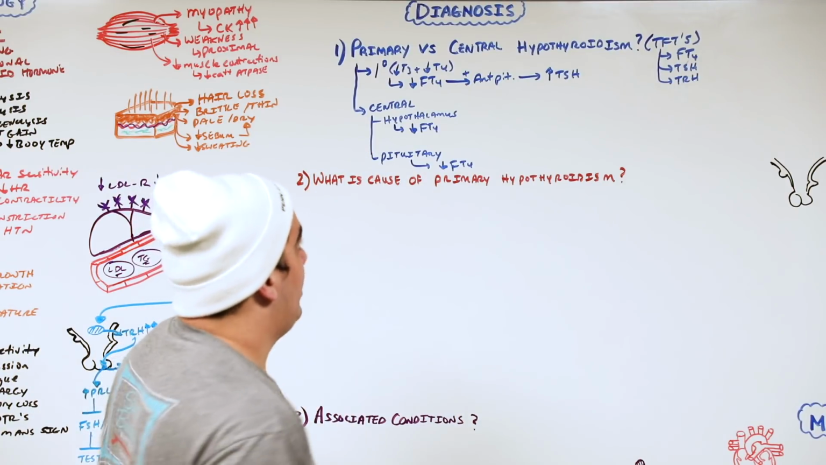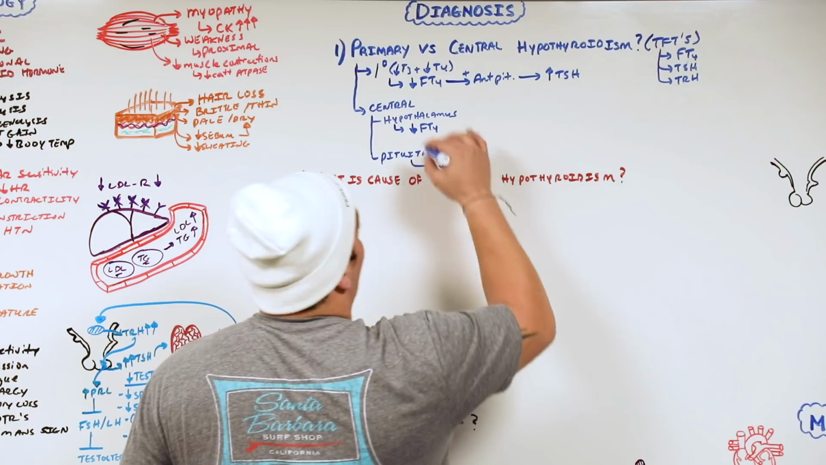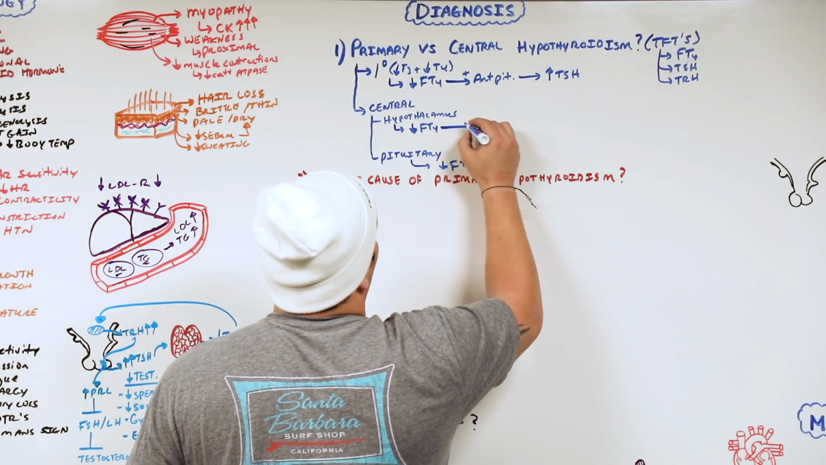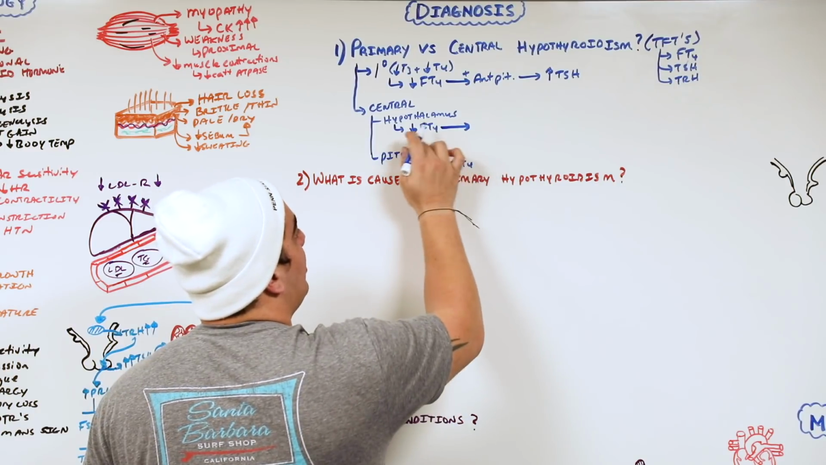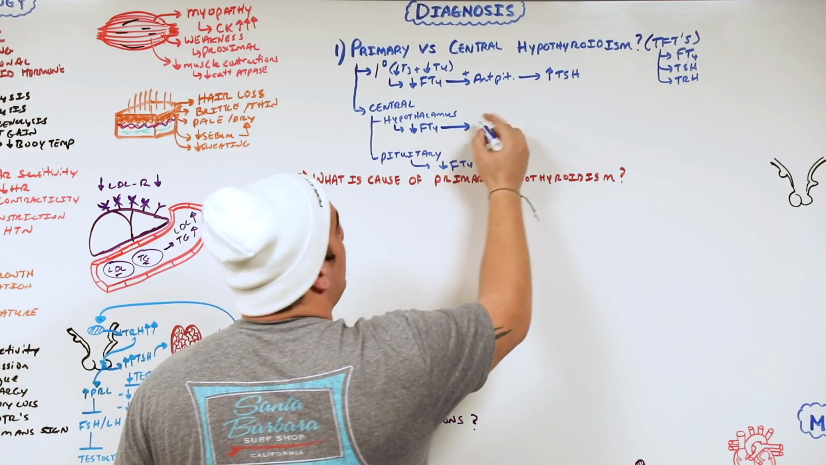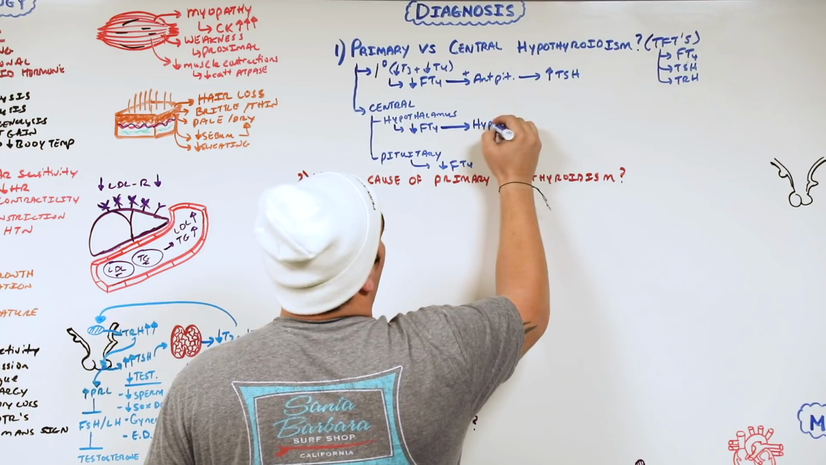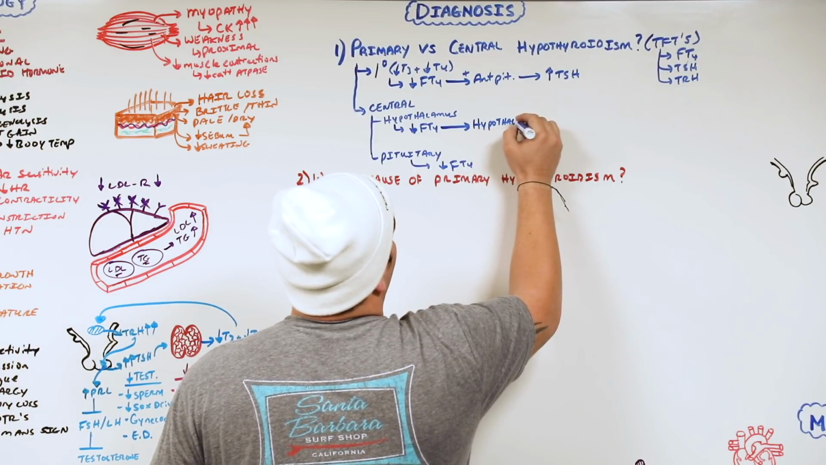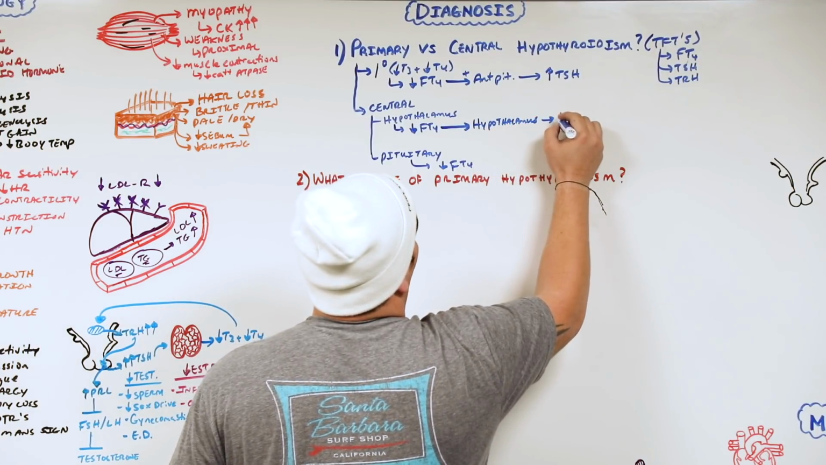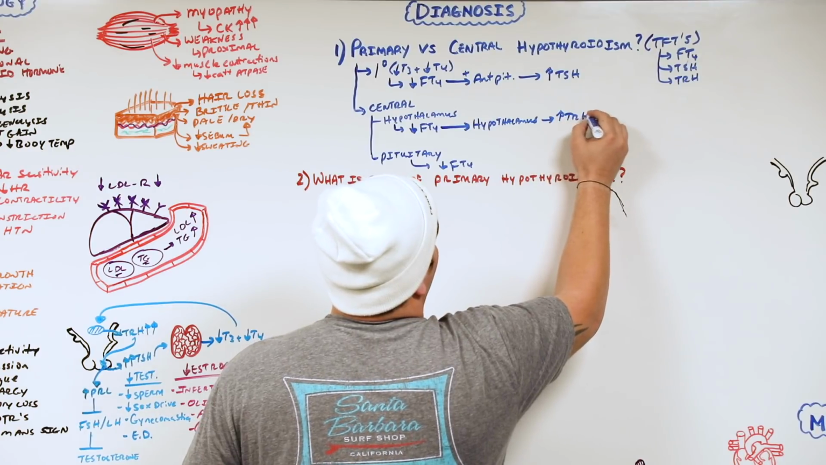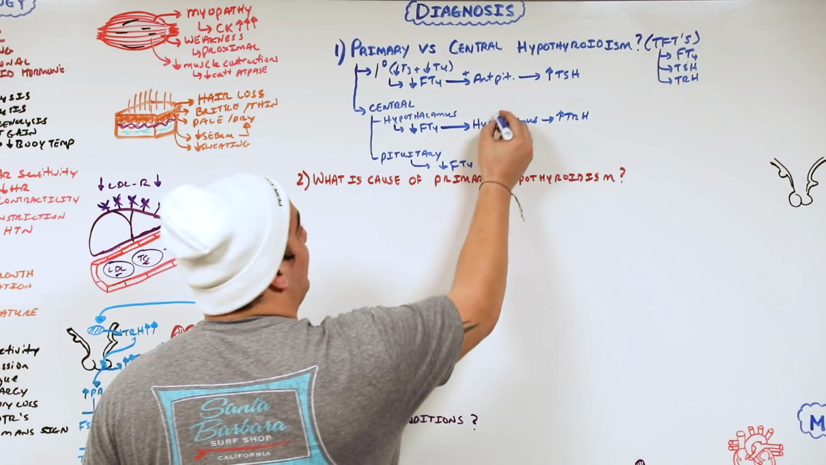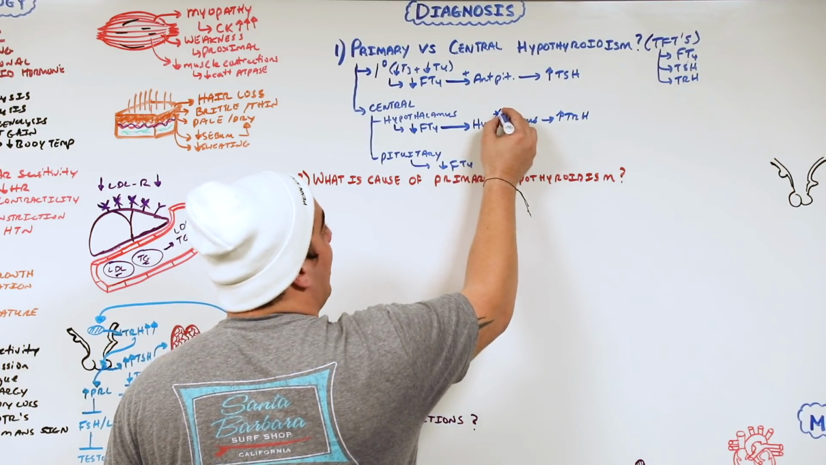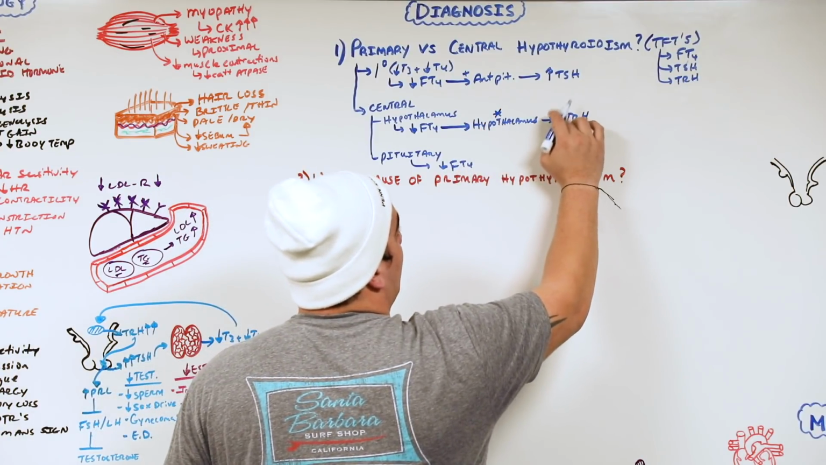Generally, if someone has a normal hypothalamus or a normal anterior pituitary, let's say hypothalamus first, what would happen if they have low free T4? It would tell the hypothalamus, hey, you need to make TRH so that you can tell the anterior pituitary to make more TSH. But the hypothalamus is not responding because there's something wrong with it.